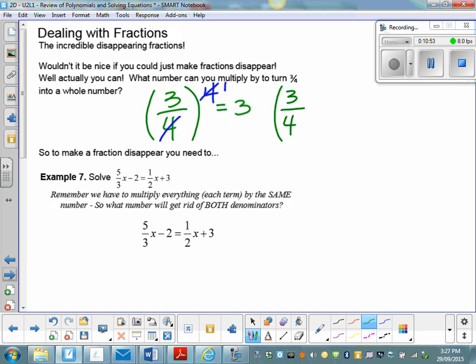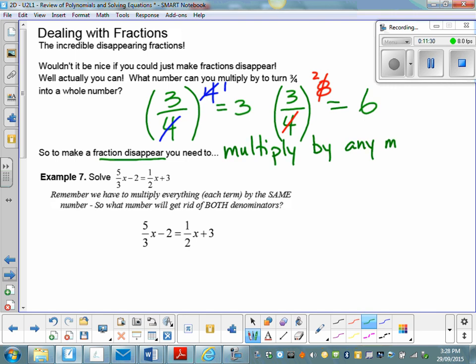So think about it. Is there another number that I could multiply 3/4 by that would get rid of the 4 that's on the bottom? Another number we could multiply by that would get rid of the 4 would be 8, because 4 divides into 8 2 times. So if I did that, that's going to get rid of the fraction as well, because 3 times 2 will give me 6. There's no denominator, so I'm good to go. So the bottom line is that to make a fraction disappear, you need to multiply by any multiple of the denominator.